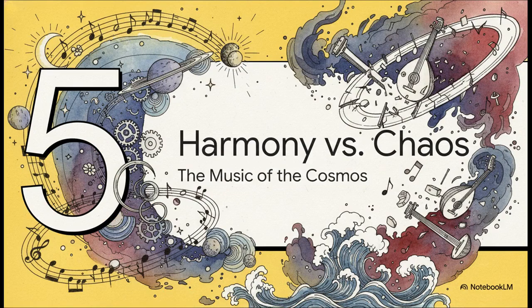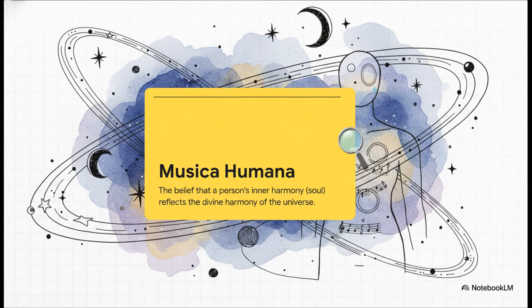Now, this whole idea of musical order versus disorder wasn't just about psychology. It actually connected to the deepest philosophical beliefs of the Elizabethan age. It was about their entire understanding of the universe. See, they believed in this concept called musica humana. The basic idea was that a healthy, sane person was literally in tune. Their soul was in harmony.